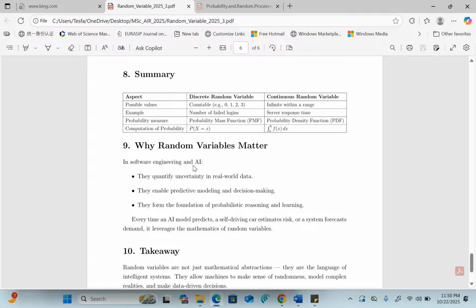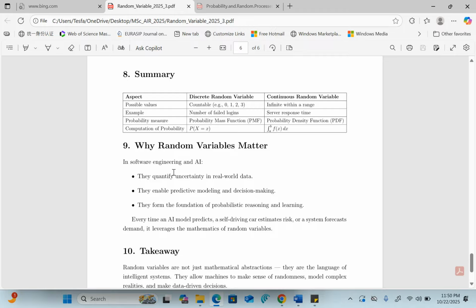Then the probability measure: for discrete, this is defined as the PMF, the probability mass function, and for continuous, the PDF, the probability density function. For computation of probability, you can compute the probability of X equals x for discrete, and that is the summation. For continuous, you can use the integral in order to see the uncertainty over all possible values of a given interval.